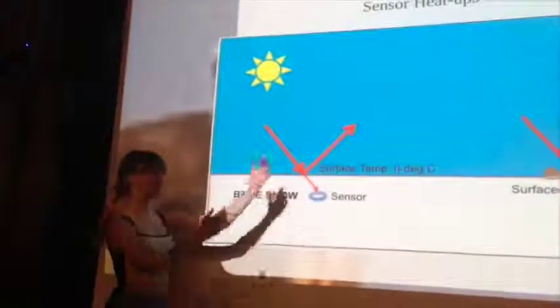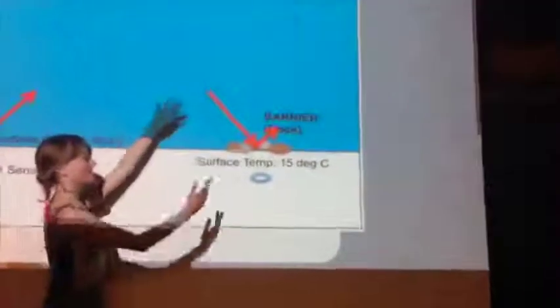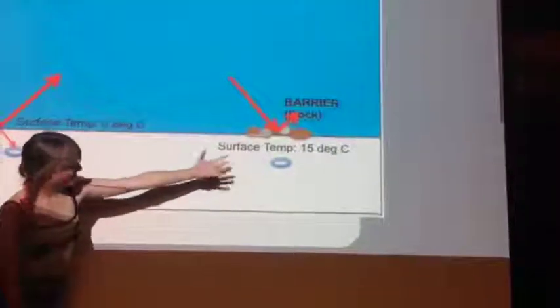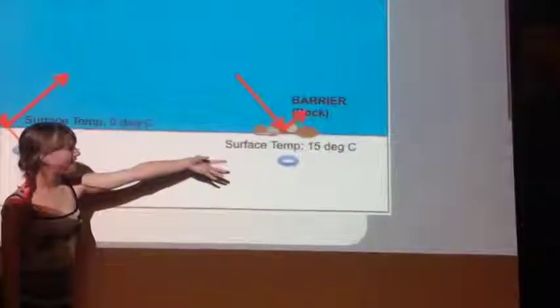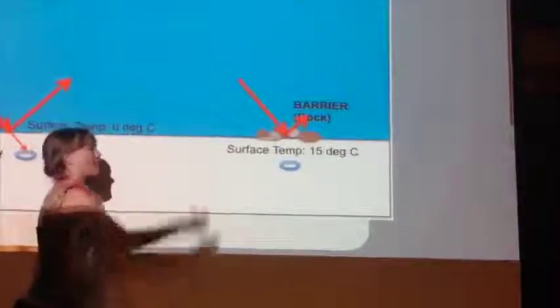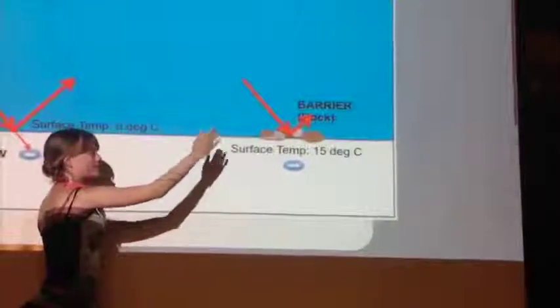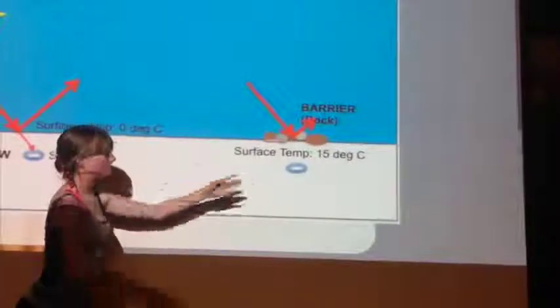And so here we have the barrier of rock. It's like a conductor, and it doesn't let the heat get to the sensor as quickly as if there is nothing there.